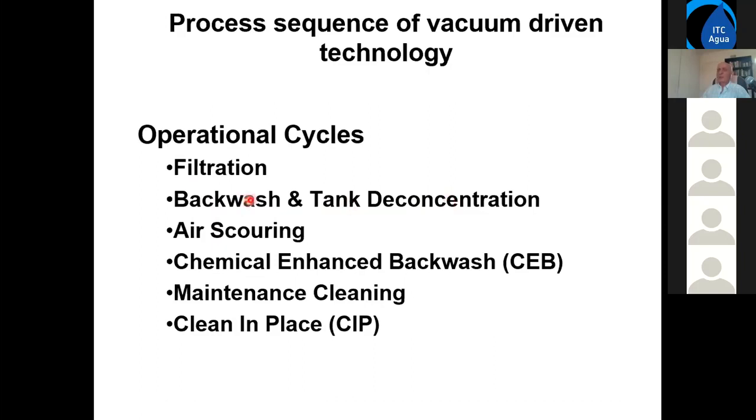Because once we do the backwash, all the foulants are collected in the tank. We have to drain the tank to remove the foulant. Otherwise they will accumulate there and will eventually prevent normal operation. We have air scouring, chemical enhanced backwash, maintenance cleaning, cleaning in place. So all these steps are the same as the pressure driven, except for tank deconcentration, draining of the tank.